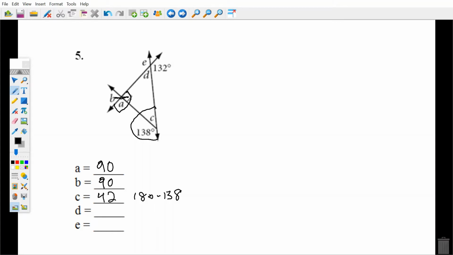To find angle D, we know that the angles of a triangle have to add up to 180 degrees. So I'm going to go 180 minus 90 minus 42. Should be 48 degrees. And then for E, these two are vertically opposite. So that will be 132 degrees. Next question.